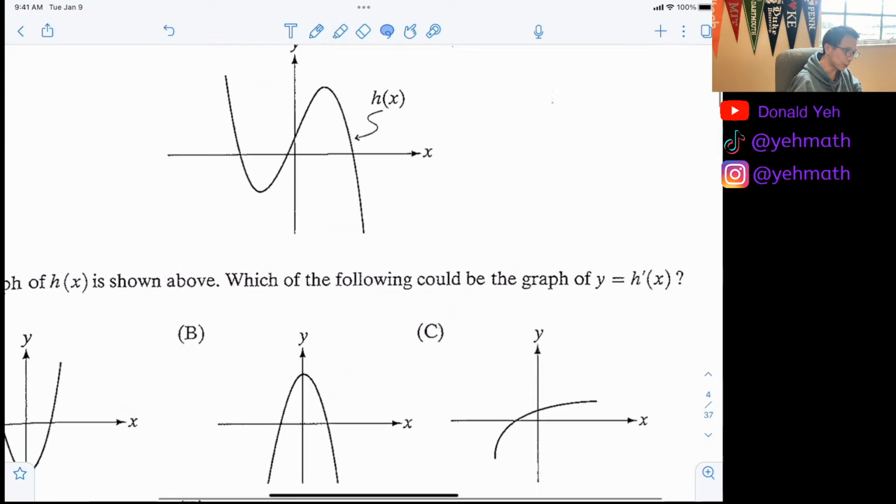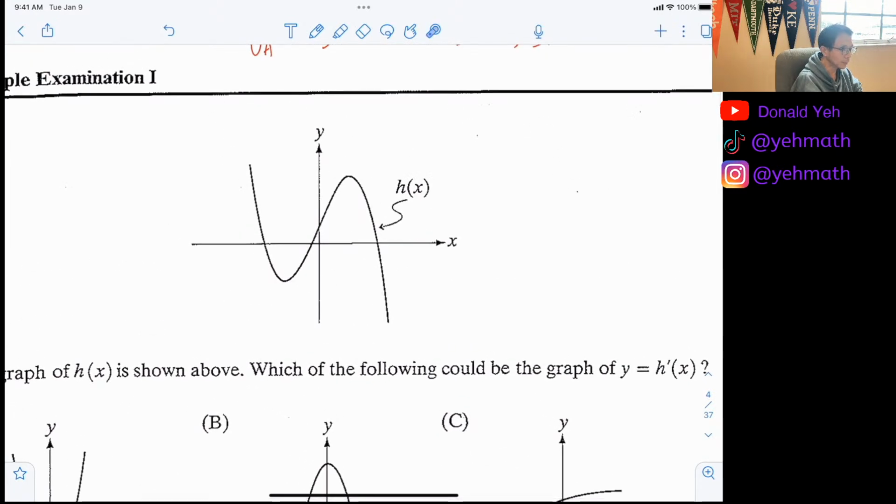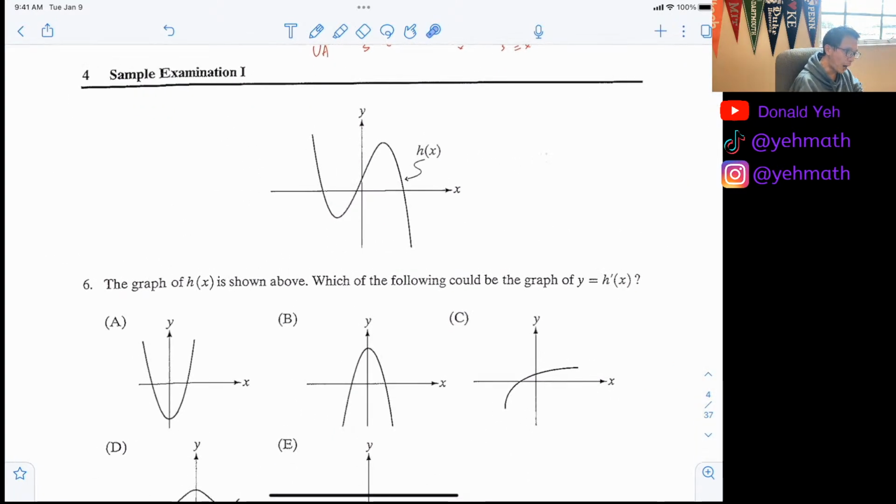For me, it's more often they give you f prime of x and ask what happened to the original function. We're going to do both ways. One is I'm going to give you the original function. I'm going to be more extensive than this, and show you how to graph the f prime of x and f double prime of x. So, the f prime of x graph.